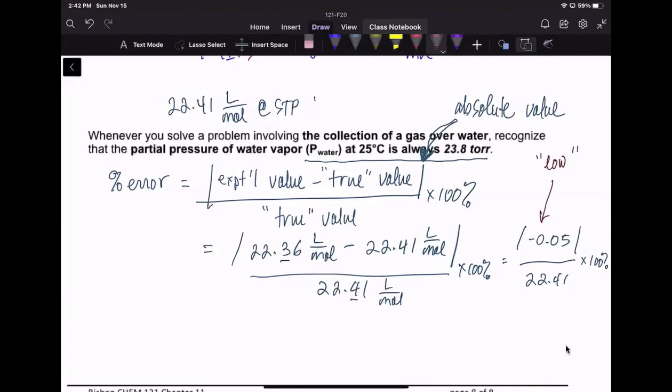Let me go ahead and calculate this. Divide by 22.41 times 100. 0.223. This difference is only good to one decimal place. So that's just 0.2% error low.